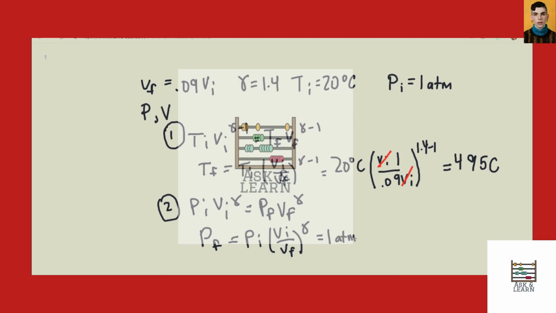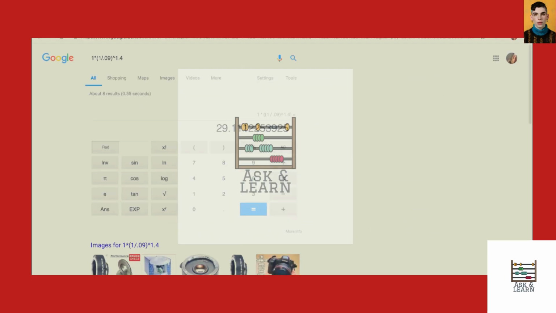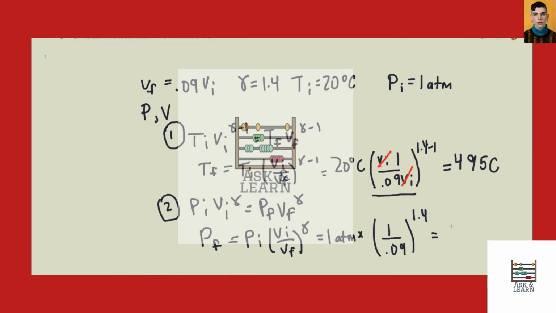So 1 ATM multiplied by, we can do the same trick as we did here, and skip the middleman and know that that comes out to 1 divided by 0.09, and now we'll take this to the full 1.4 power, not 0.4. And let's see, that calculation yields 29 ATM. Yeah, 29 ATM, so 29 times atmospheric pressure. So we're creating a very high pressure, high temperature situation here.